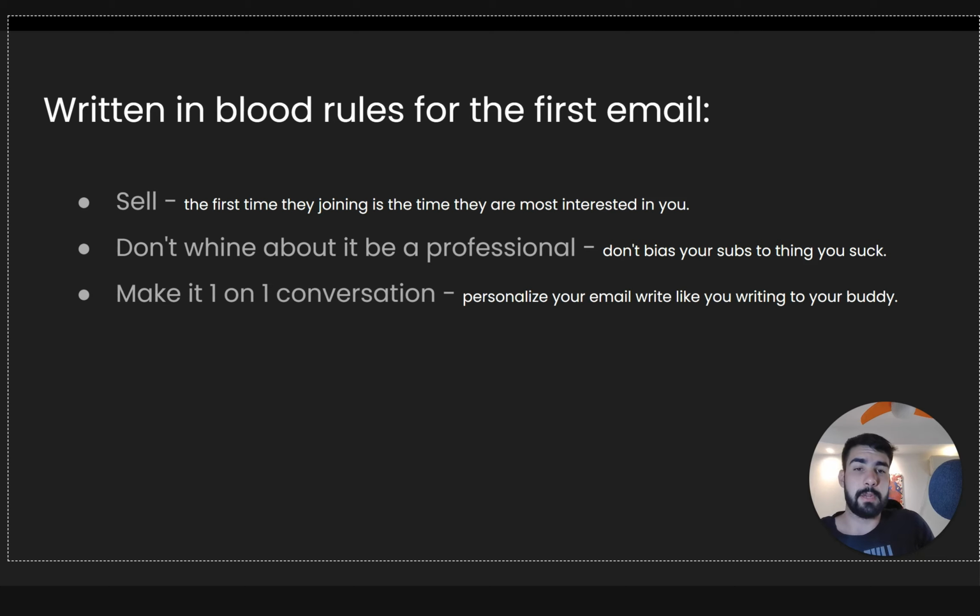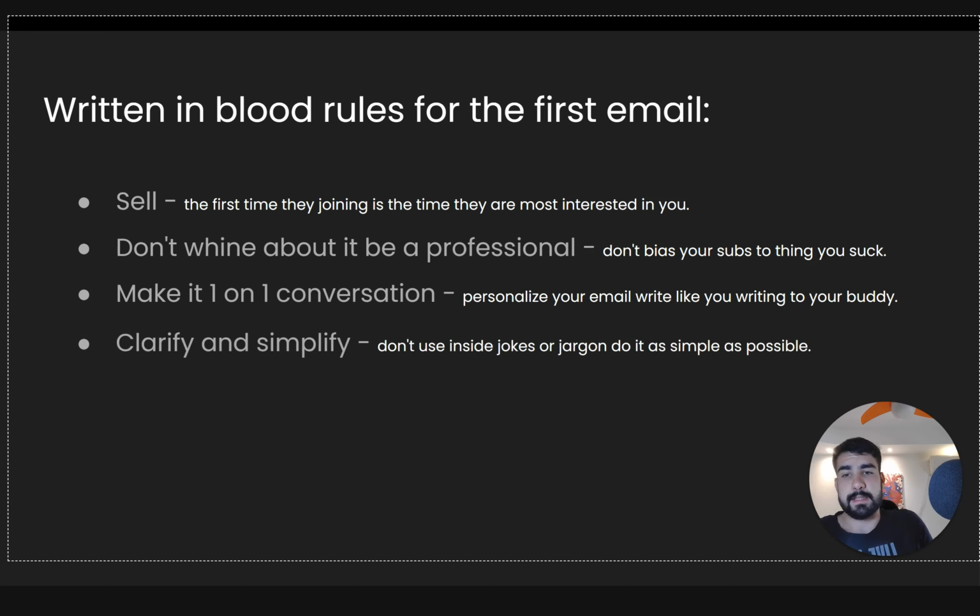Next is to make it a one-on-one conversation. You want to personalize your email as much as possible. Include their name and write it like you're writing to one of your buddies. Next is clarify and simplify. Don't use inside jokes. Don't use jargon. You want to make the language as simple as possible so anyone can understand it.